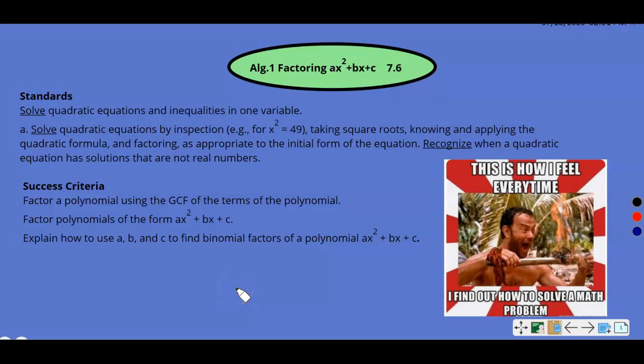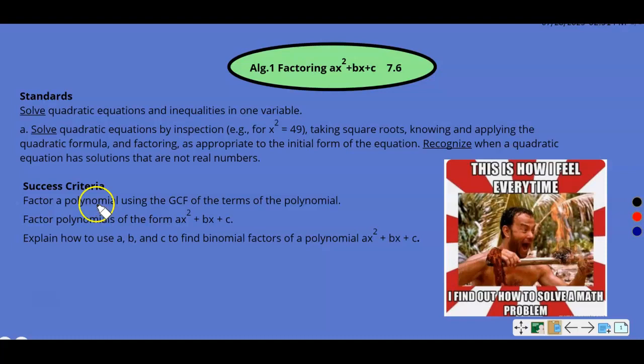Factoring ax squared plus bx plus c. So when you see it and it says ax squared, that means a is probably not assumed to be 1 at this point. So these are going to be a little bit different than what we did in the last lesson, but hopefully not too much harder.